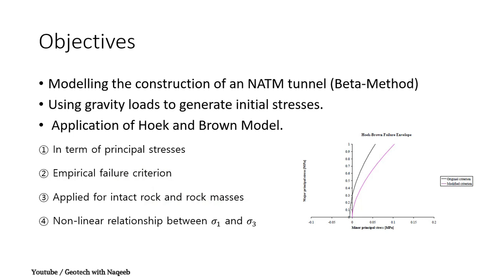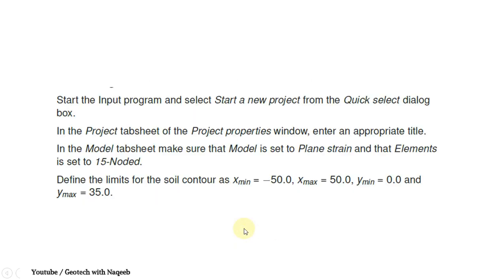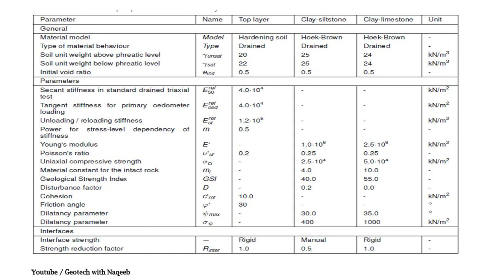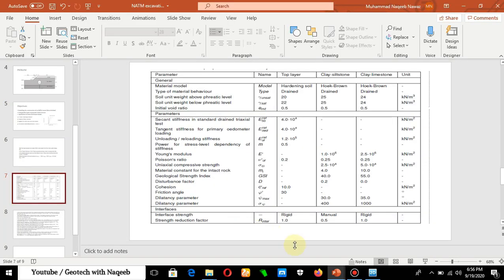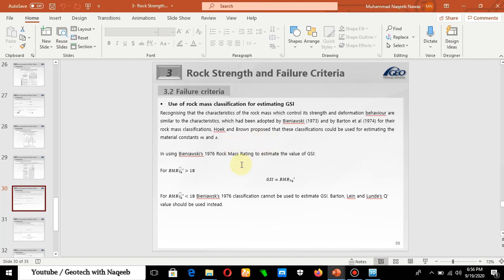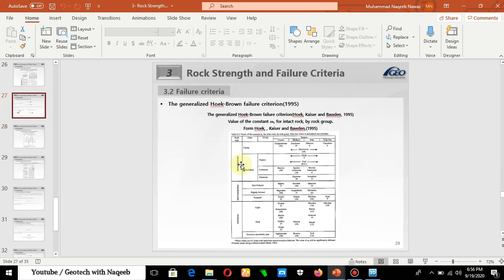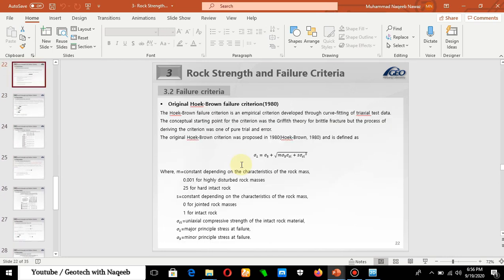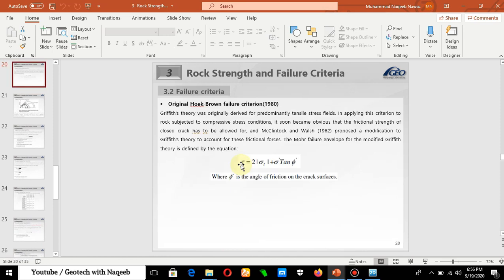You have to use the Hoek-Brown model in that case for rock masses, intact rock masses. It is a non-linear relationship between axial stress or confining stress sigma 3, or principal stress, as you can see. A more detailed explanation regarding this Hoek-Brown model is here. The Hoek-Brown model has many modifications, as you can see in these notes. I will be providing you these notes in the description.